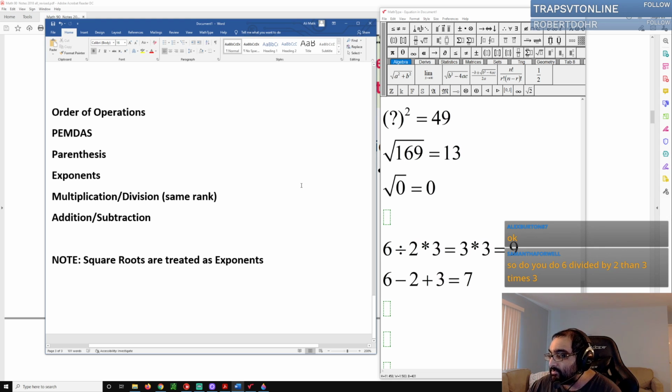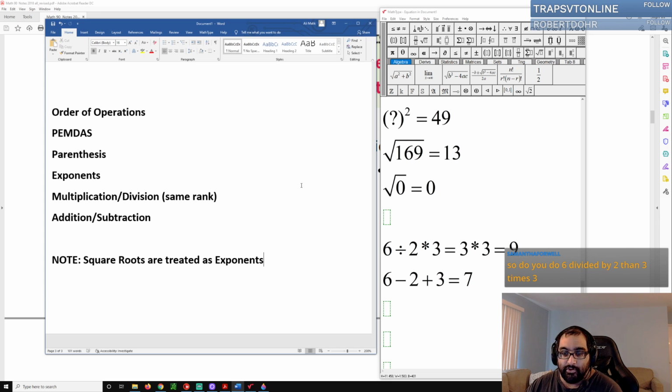That's correct, Samantha. You go left to right. 6 divided by 2, which is 3, and then you do 3 times 3. And that's where you get the 9 from. So you just do it in 2 steps. If you do 6 minus 2 plus 3, it's also left to right. You do the same thing there too.